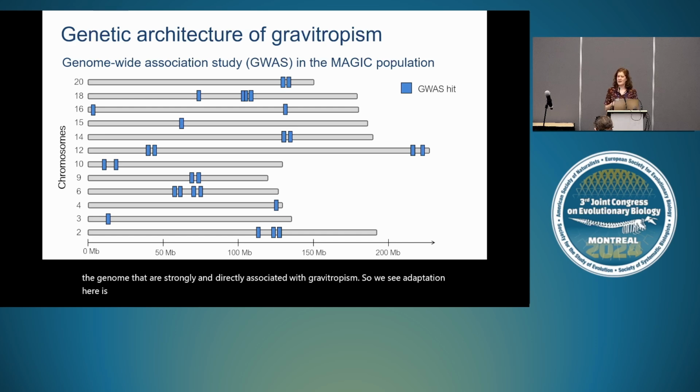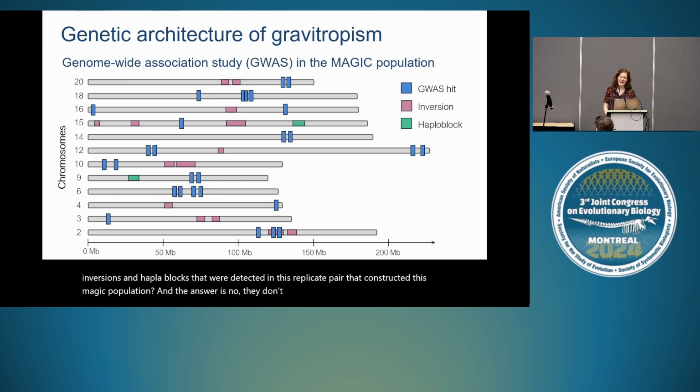So the question is, do these hits correspond to those chromosomal inversions and haploblocks that were detected in this replicate pair that constructed this magic population? And the answer is, well, no, they don't, unfortunately. We only see one haploblock or chromosomal inversion down the bottom capturing GWAS hits.